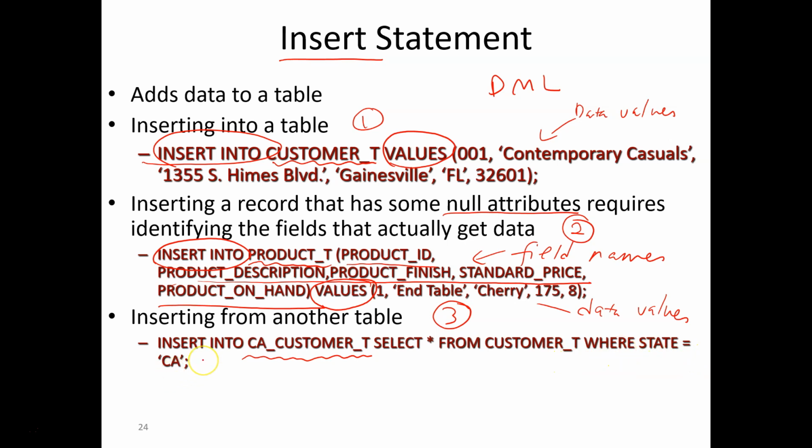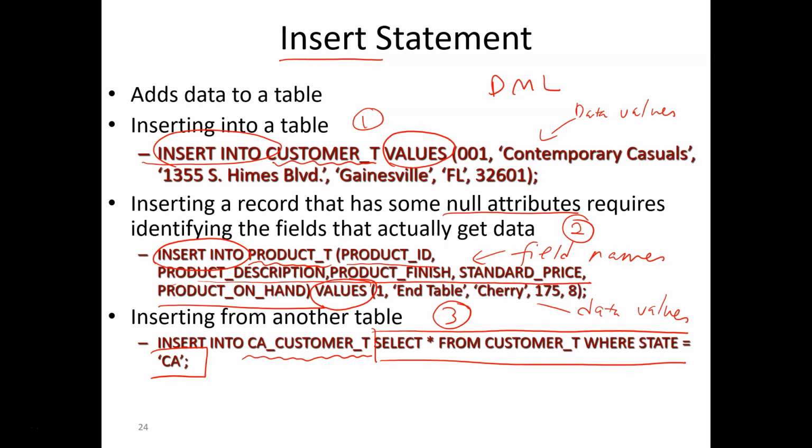Okay, so basically when this insert statement is executed, it will execute the select statement first. It will select all the records from the customer table where state equals California. So it will get a list of customers who are from California. And then it will insert all these records into a new table called the CA customer table.